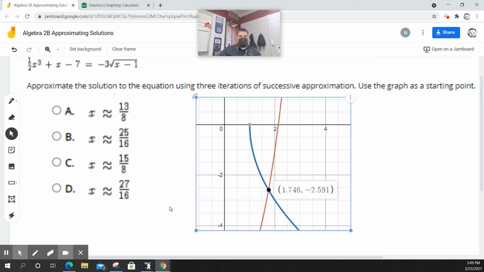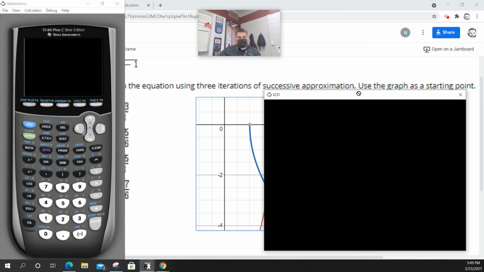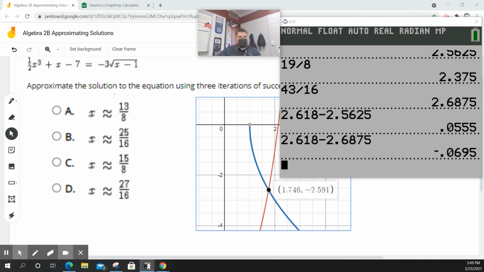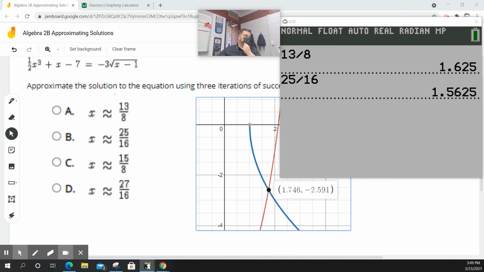So one of these is equal to 1.76. Let's find out which one it is. Let me move this out of the way. 13 divided by 8. I feel like it should be over 16. That's not it. 25 divided by 16. That's not it. 15 divided by 8. That's closer. Which one's closest?